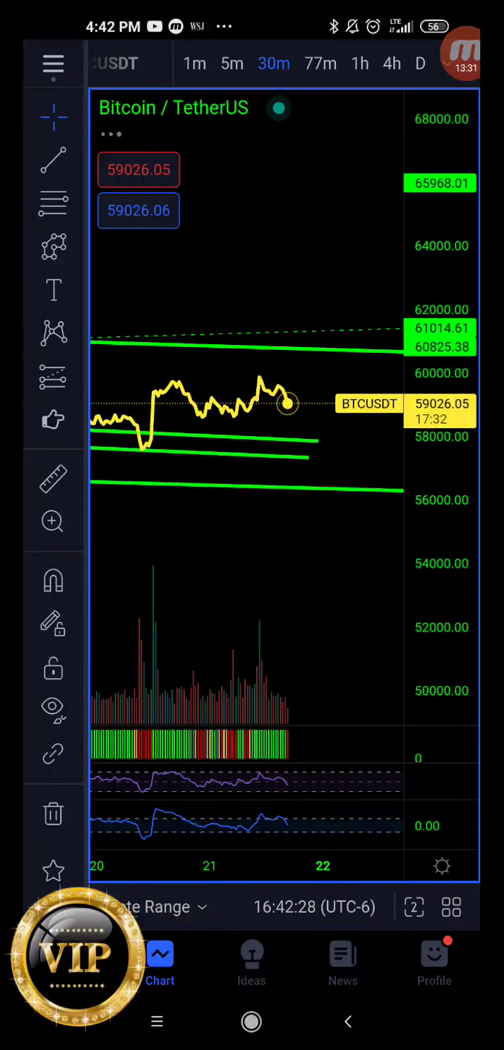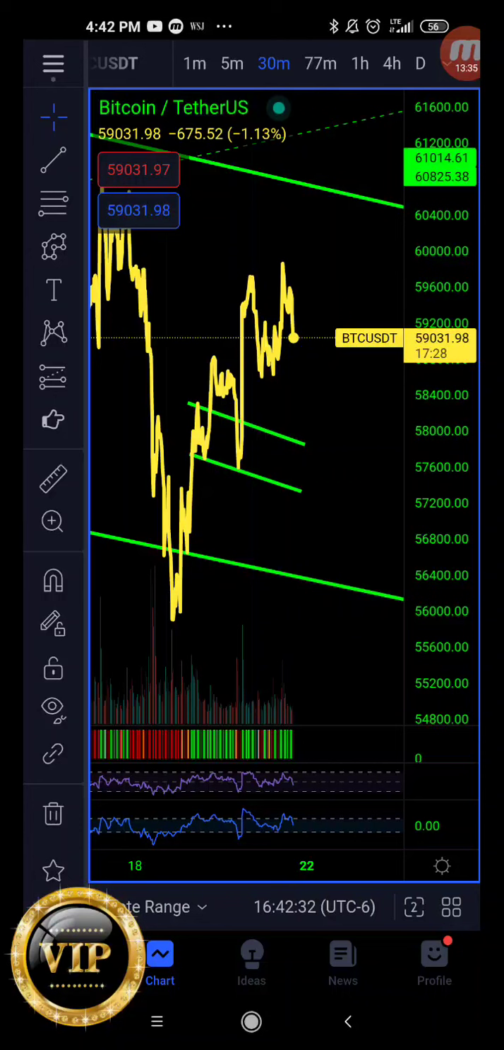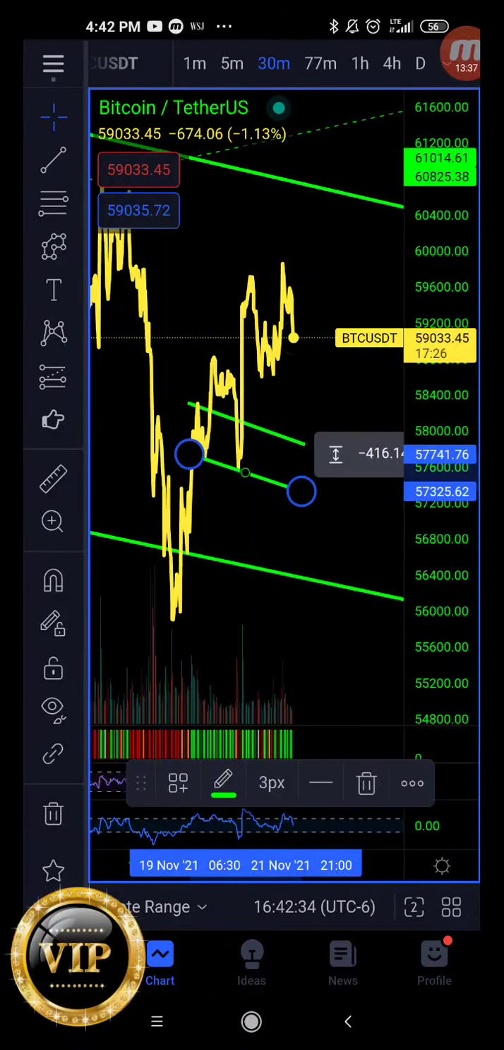Let's just rewind one second, just to review again. That's on the daily; on the 30-minute, bull flag, nice move to the upside. Channel formation, back to support, and up.